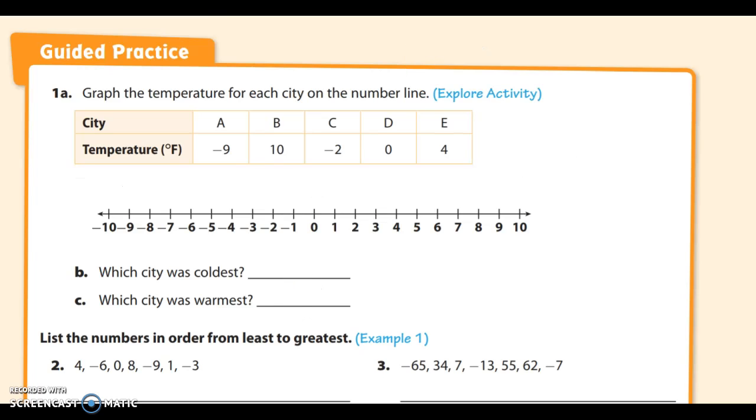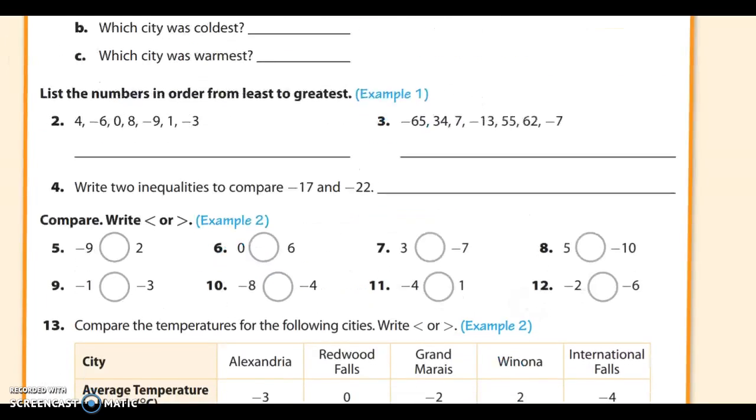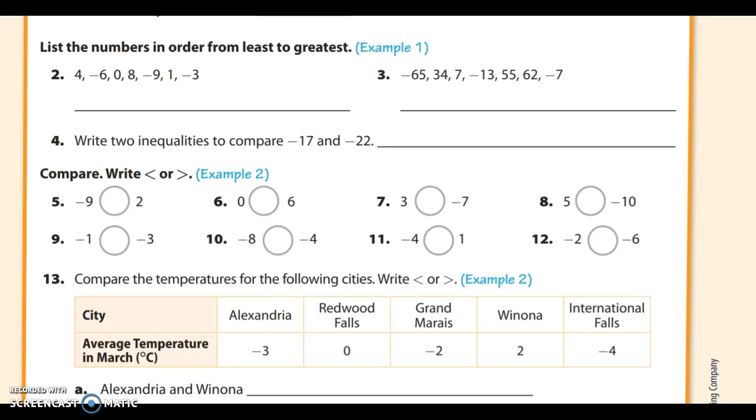Okay, moving on. Number 2 reads, list the numbers in order from least to greatest. So my least number would be the one farthest to the left on a number line. And so that would be the negatives, and the negatives are -6, -9, and -3. The one farthest to the left would be -9. And then would be -6. And as I'm moving to the right, then would be -3.